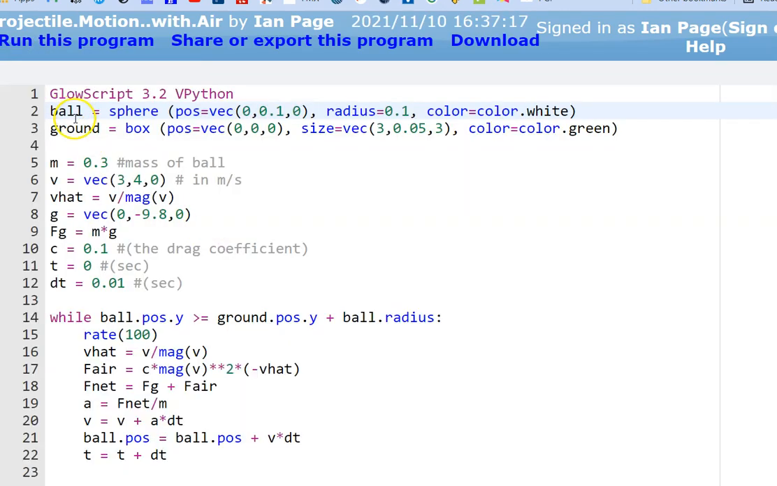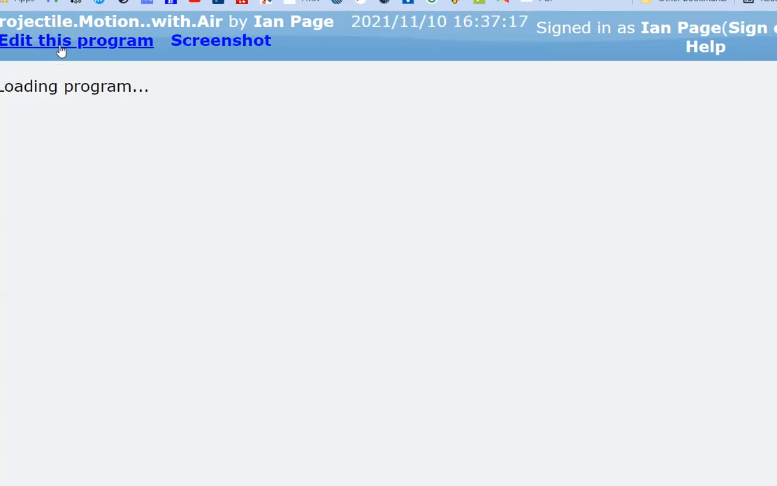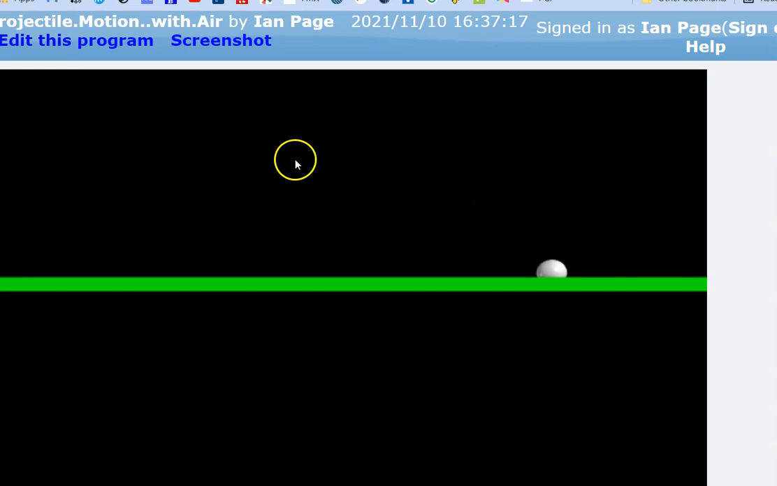And what is going on? What am I missing? Maybe you take a look at the code for a moment and see what I'm missing. Actually, I think it was working properly. I just have to run it and wait for it to load up. And there it is, my projectile motion.